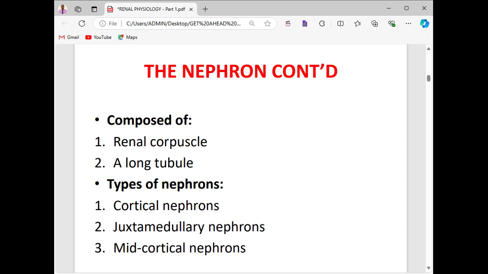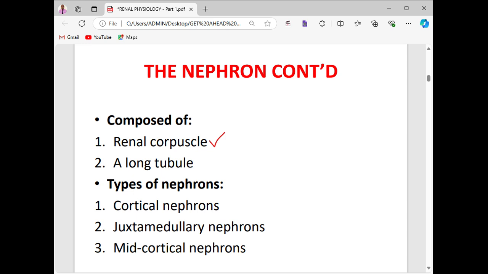The nephron is composed of the Bowman's capsule and the glomerulus. When we combine the glomerulus and the Bowman's capsule, we make what is known as the renal capsule. In other words, the renal capsule is a combination of the Bowman's capsule and the glomerulus. And then we have the renal tubule.